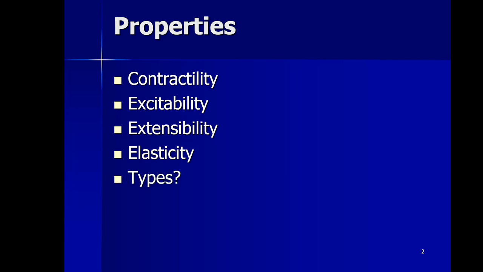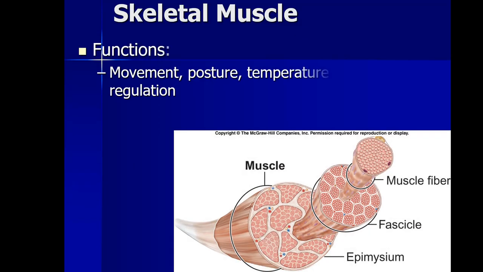There are different types of muscle that you're well aware of: skeletal, cardiac, and smooth. The bulk of this lecture is going to be on skeletal, and we'll touch on cardiac and smooth towards the end. Focusing on skeletal muscle, functions are movement, maintaining posture, and body temperature, because when you contract muscle, it generates heat. So skeletal muscle can be used to generate heat and thus help maintain body temperature.